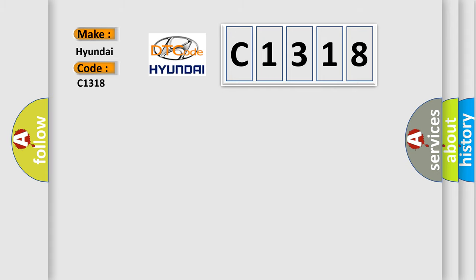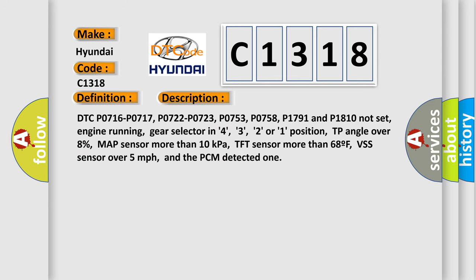C1318 interpret specifically for Hyundai car manufacturers? The basic definition is the 2-3 shift solenoid range or performance. And now this is a short description of this DTC code. DTC P0716-P0717, P0722, P0723, P0753, P0758, P1791 and P1810 not set, engine running, gear selector in 4, 3, 2 or 1 position, TP angle over 8%, MAP sensor more than 10 kPa, TFT sensor more than 68 F, VSS sensor over 5 mph, and the PCM detected 1.